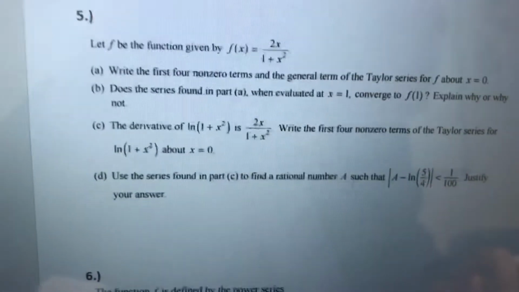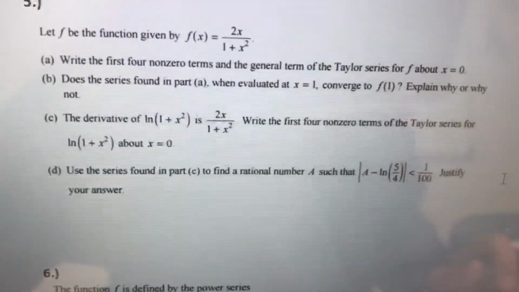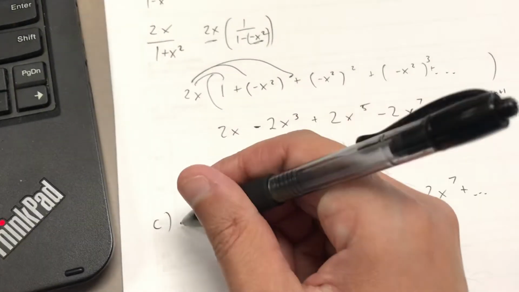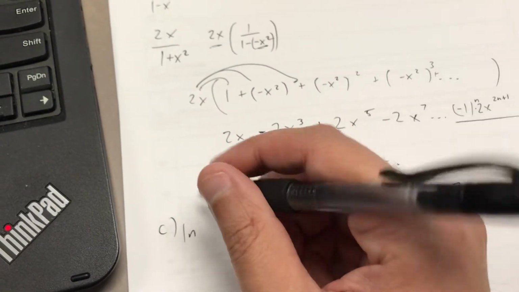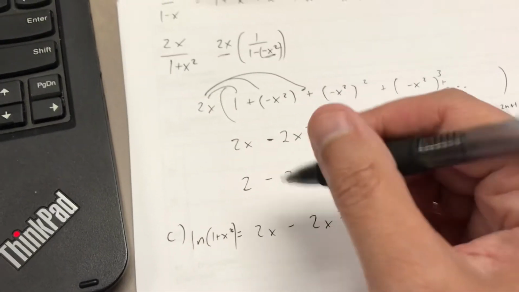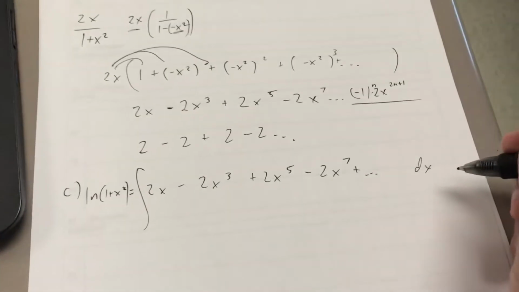So we know this is the derivative of that natural log function. If this is the derivative, we can take the integral of this function here, and the integral would be equal to the ln of 1 plus x squared. Isn't that cool? So the ln of 1 plus x squared would be equal to the integral of this whole thing with respect to x.